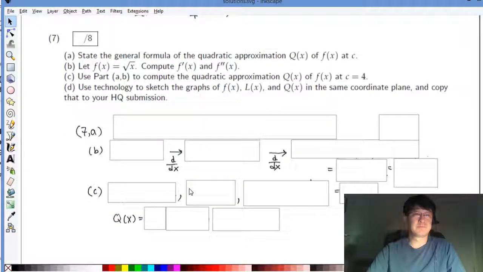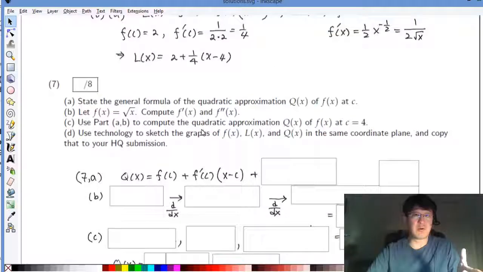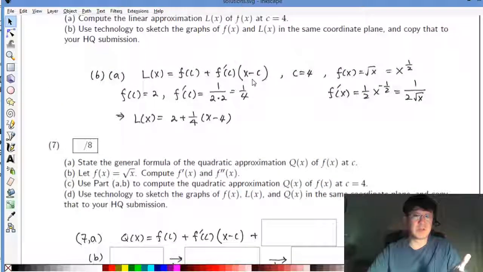Next problem is problem number 7. And the first problem states the general formula of a quadratic approximation, denoted by Q(x), of function f of x at c. So that's the formula part in there. I'm going to show you the first bit of it, and this is something we talked about already. If I just give you this much, that was precisely our linear approximation right there.